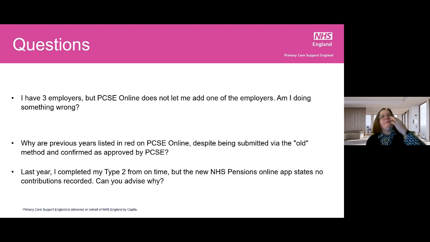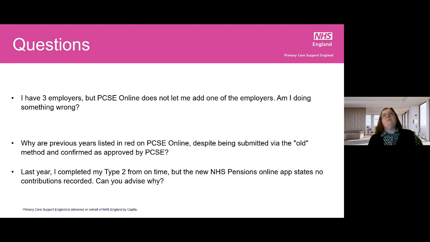So this is when the person mentions here that they've submitted the forms using the old method. What they mean by that is using the Excel forms from the NHS Pensions website, coming in through the Contact Us form. They've been told year after year, yep, that's been processed, it's fine, you're up to date. And they're going in now to try and use PCSE Online for 22-23. And they're suddenly panicking, thinking, wait a minute, what's all this red? Why have I got these that look like they're selectable?